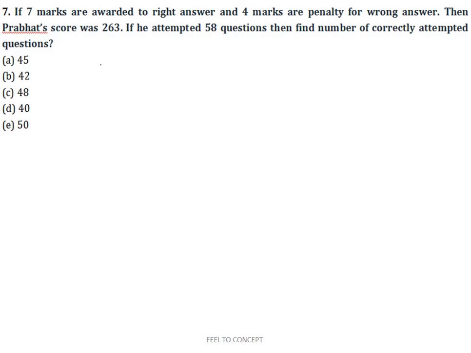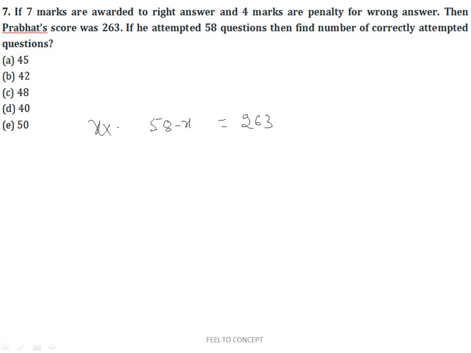If 7 marks are awarded for a right answer and 4 marks penalty for a wrong answer, then Prabhat's score was 263. If he attempted 58 questions, then find the number of correctly attempted questions. Attempted questions is 58. Correct answers should be X. Wrong answers should be 58 minus X. Totally he got 263 marks.